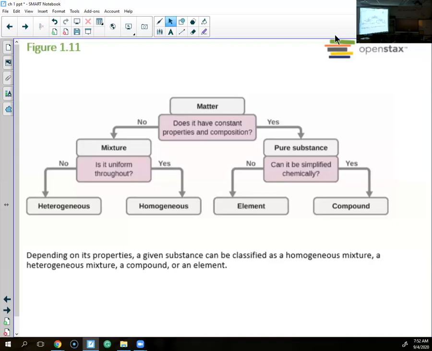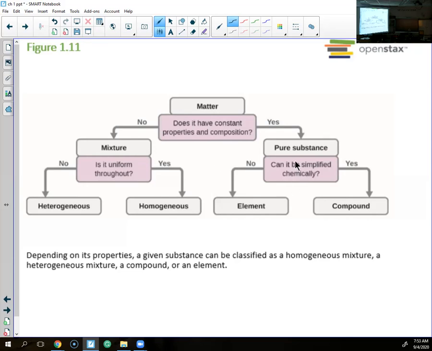Okay, so you'll see charts like this in chemistry class a lot. We call them flow charts, and they're used to separate information or things that are all together or ideas into separate parts. So if you discover matter when we want to separate it, you basically have the first question: does it have constant properties and composition? If the answer is yes, then we know it's a pure substance, because that's what constant properties and composition means.